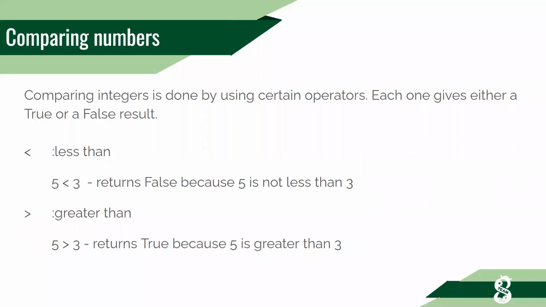So we're going to go back to comparing numbers. For conditions, you compare numbers by using certain operators. Each one gives you a true or a false result. You have your first two, less than and greater than, which tell you whether one number is greater than another or less than another. In the first example, 5 is less than 3. It'll return false because 5 isn't less than 3. And the second example returns true because 5 is greater than 3.